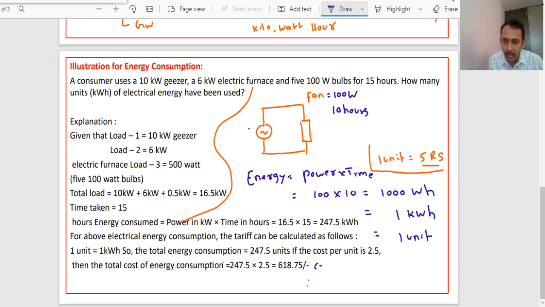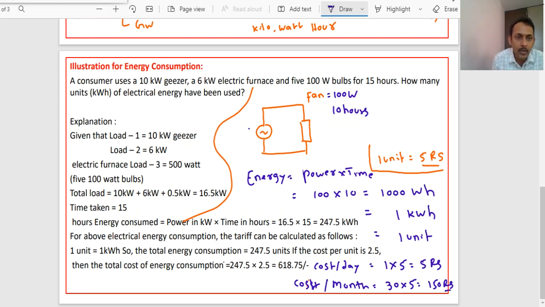So cost per day is 1 unit into the unit price of 5 rupees. So 1 into 5, it is 5 rupees. So cost per month, if you take 30 days and each day 5 rupees, 30 into 5, 150 rupees only because of one fan.